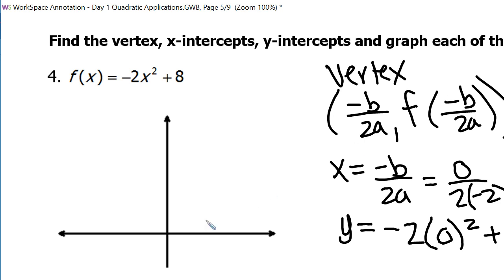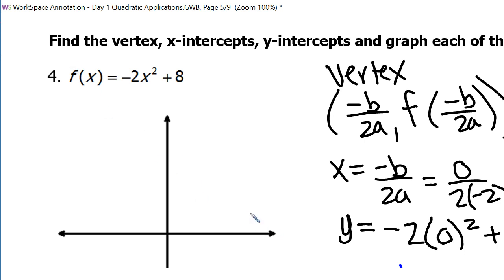If I want the x-intercept, how do I change it to a different color? If I want the x-intercept, what does that mean about the y value? The y value has to equal 0. So if you want the x-intercept, put in a 0 for y.